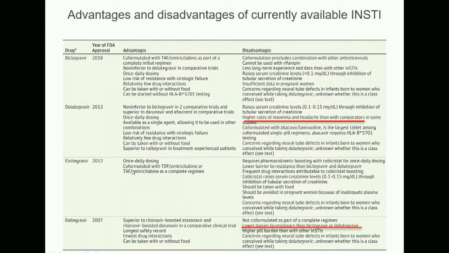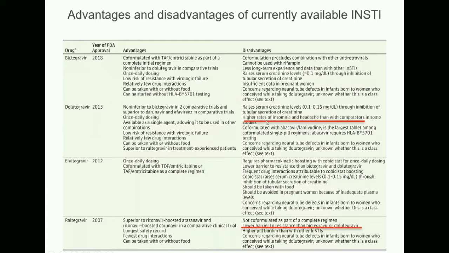Dolutegravir is similar, and raltegravir has the longest safety record and fewest drug interactions. That's sometimes important because we have comorbidities with cancers, etc. And what's the disadvantage of bictegravir? We cannot use this in pregnancy and with TB. That's most important.